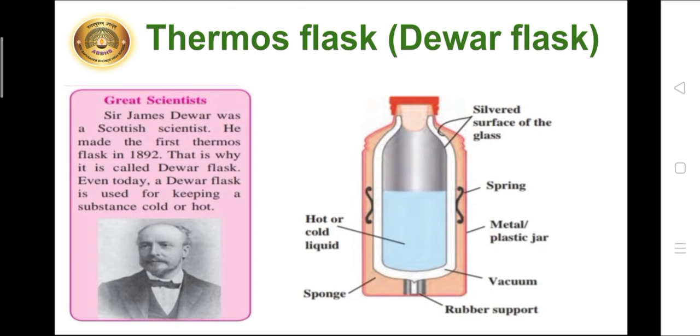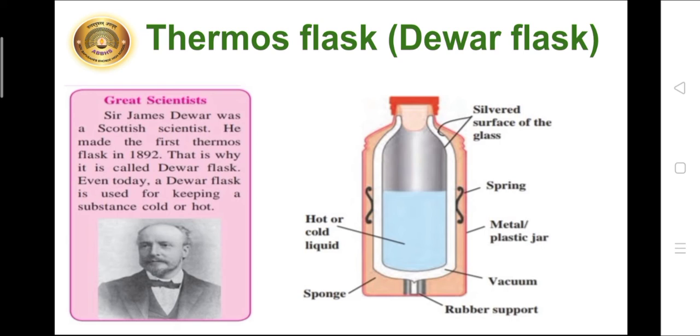Now come to page number 62 of your textbook. See the box Great Scientists. Sir James Dewar was a Scottish scientist. He made the first Thermos flask in 1892. That is why it is called Dewar flask. Even today, a Dewar flask is used for keeping a substance cold or hot.